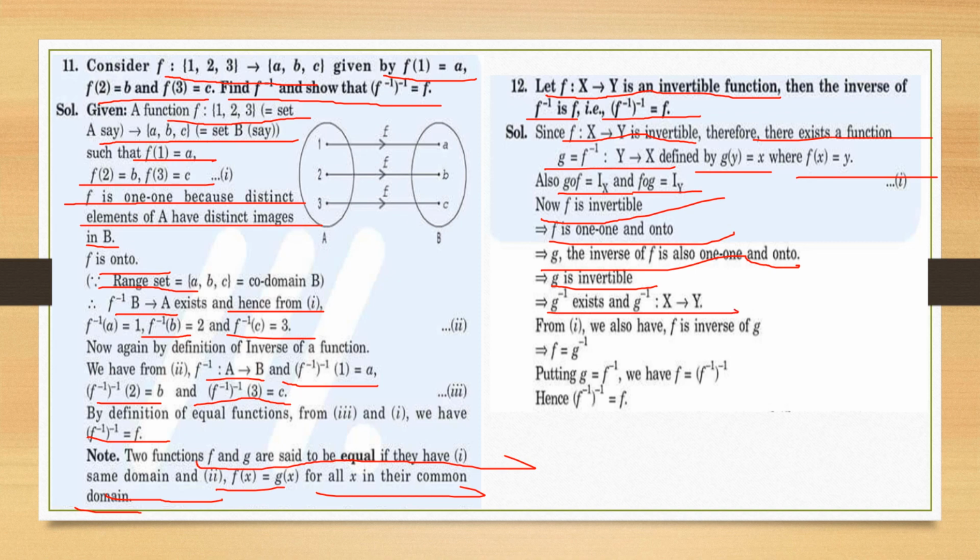Now from 1 we have also f is the inverse of g. So that means f equal to g inverse. Now putting g equal to f inverse, what we will have is f inverse whole inverse. So that means f inverse whole inverse will be equal to f. So this is how we'll prove this question.